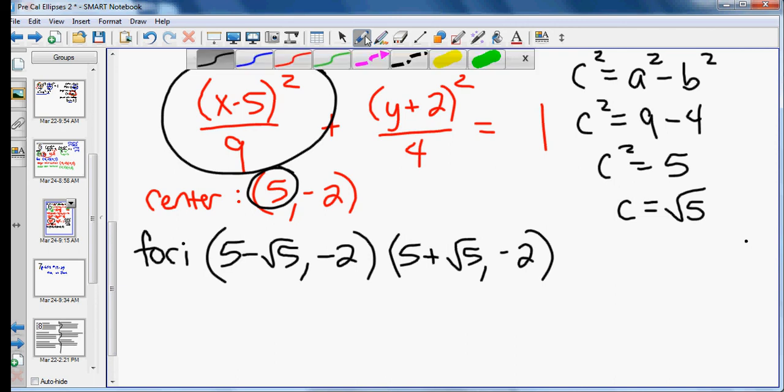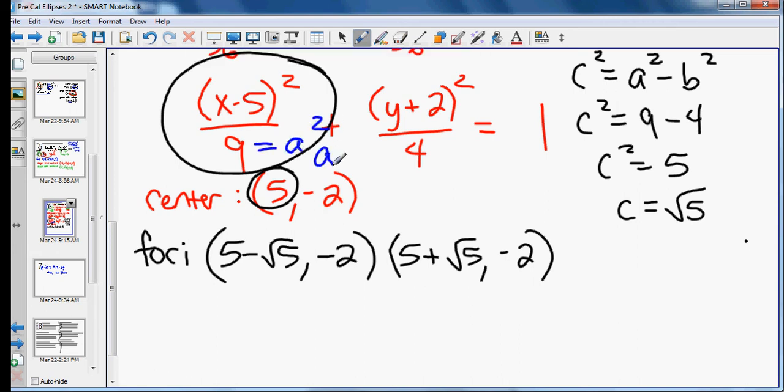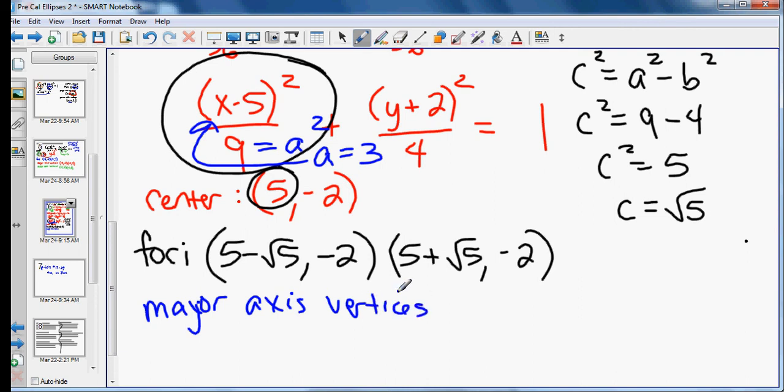Do my minor axis vertices. We'll use this. This is b squared, so b is equal to 2, and it's paired with the y, so we'll add and subtract 2 to the y value of the center. Negative 2 minus 2 is negative 4, negative 2 plus 2 is 0. And I think that is enough with ellipses.